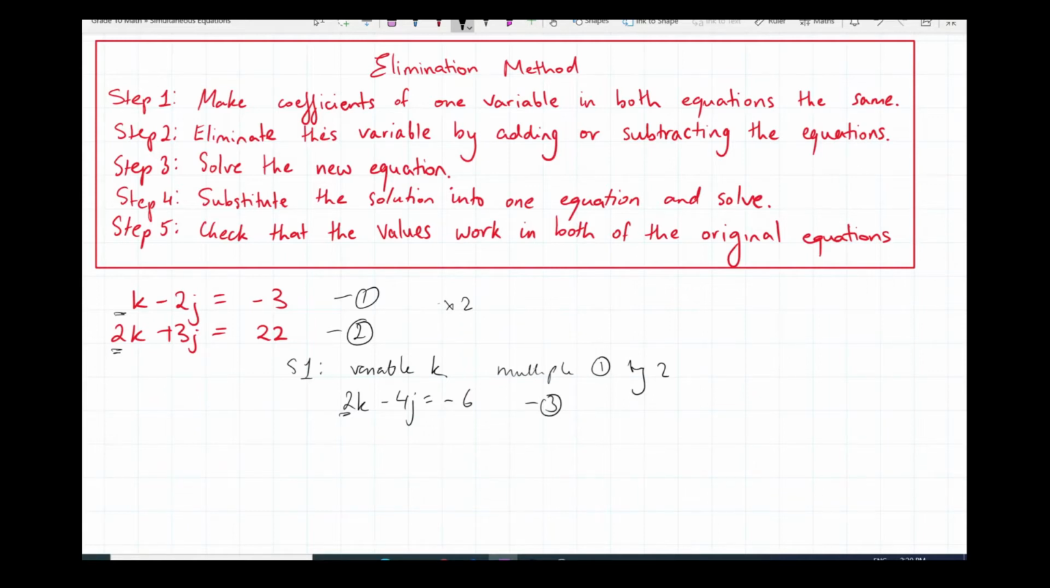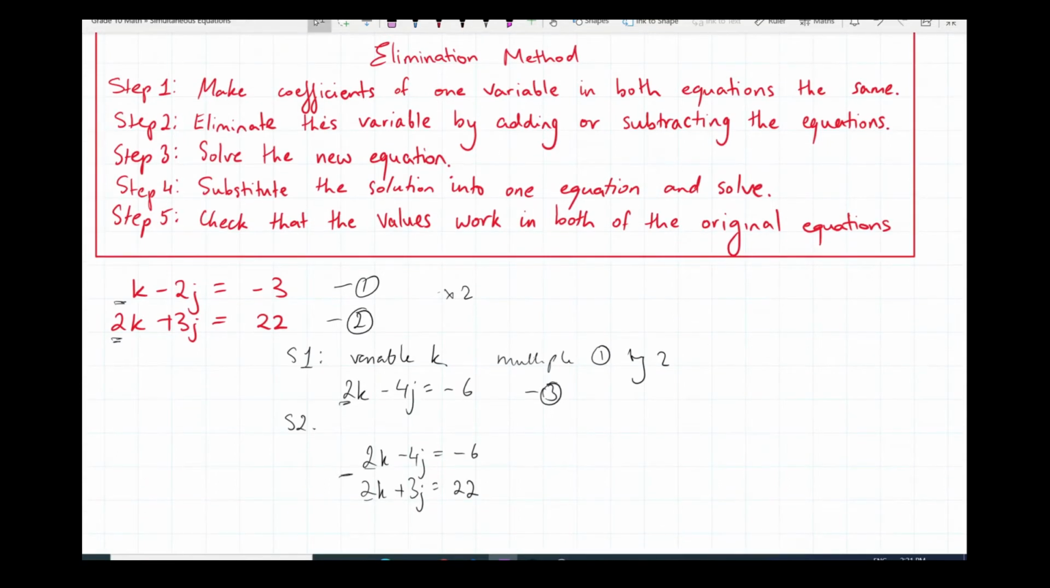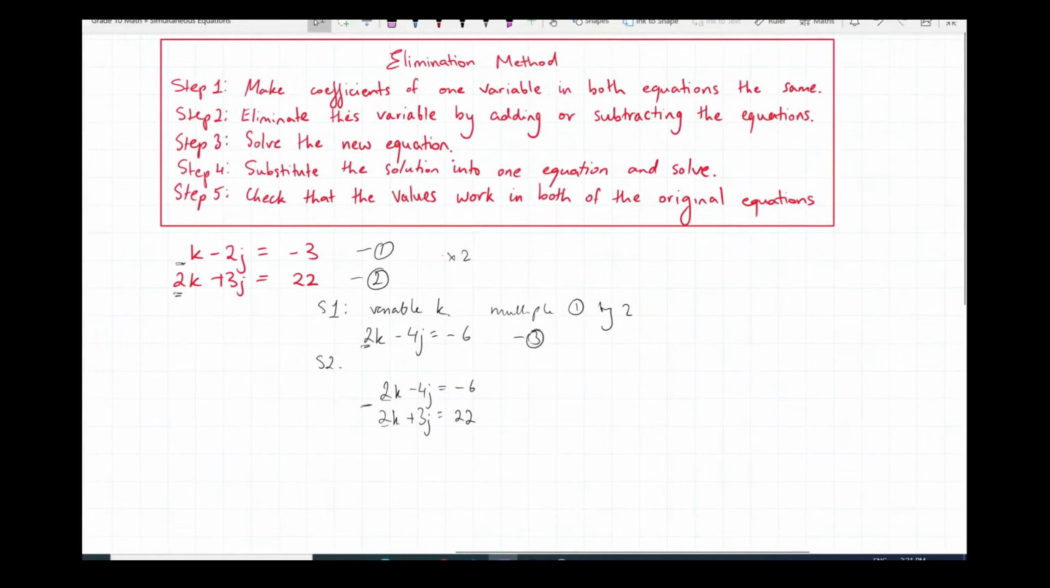Step 2 is eliminate this variable by adding or subtracting the equations. So let's rewrite the multiplied equation 1, which we are calling 3. And equation 2 is still what it looked like. And to cancel out the 2's, we need to minus them, because 2 minus 2 will give us 0. So 2 minus 2 is 0, so that just gets cancelled.